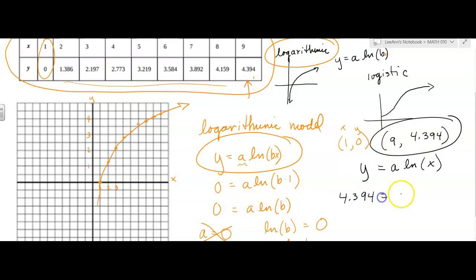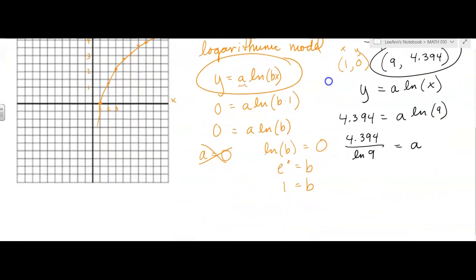Okay. Now, we can use this point here, 4.394 = a ln 9. Well, that's what we want to do. We want to solve for a. So it's going to be 4.394 divided by ln 9. That's going to equal a. So now I have a model with a formula here that's going to say y equals, and then my a is 4.394 divided by ln 9. And then I'm going to have ln x.